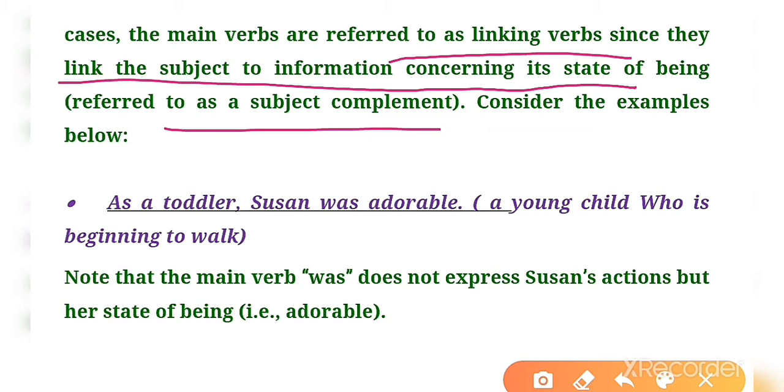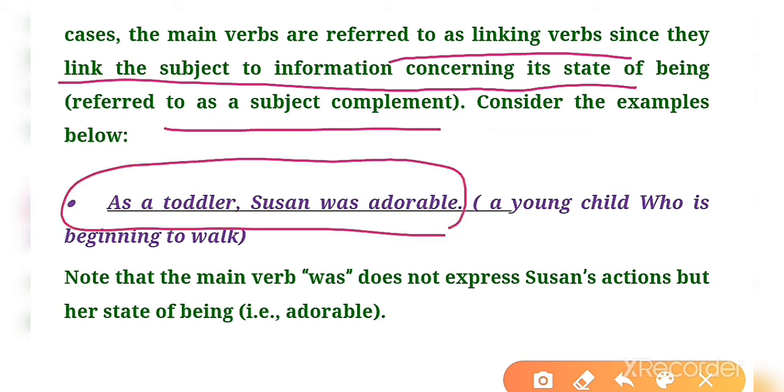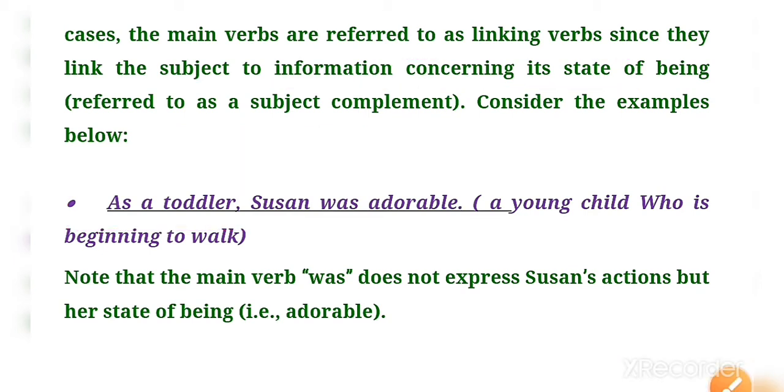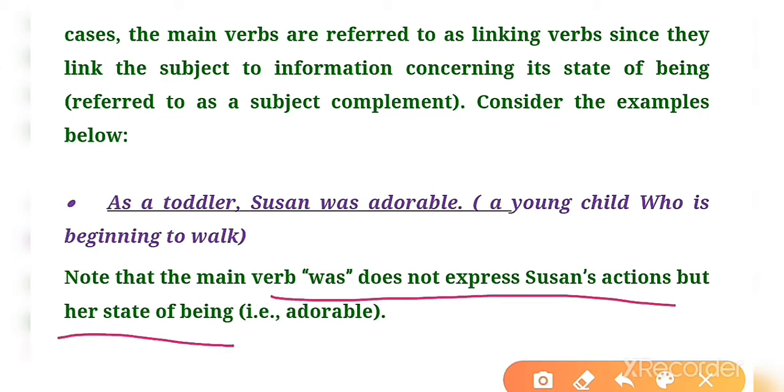As a toddler, Susan was adorable. So here there is no action in this sentence. Toddler means a young child who is beginning to walk. So Susan was adorable because she was a toddler. Okay, note that the main verb was does not express Susan's action, but the state of being, that is adorable. So in this case, this main verb was is not used as an action verb, it is used as a linking verb. Clear?